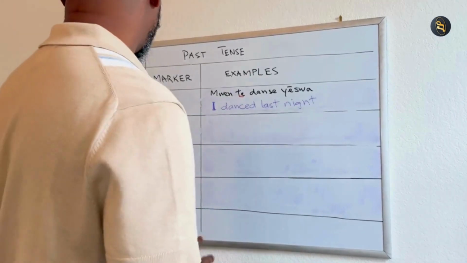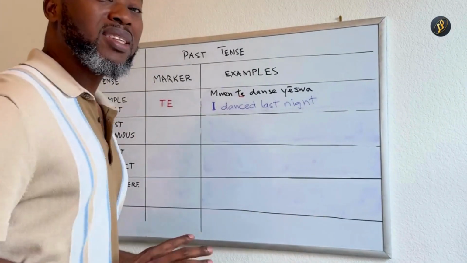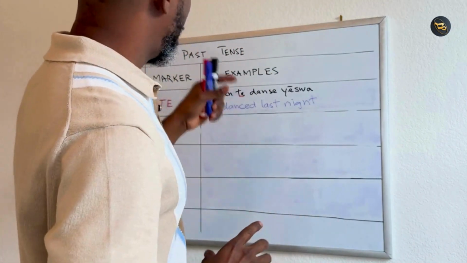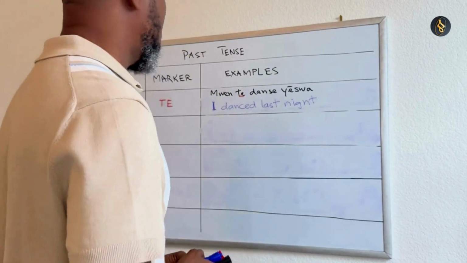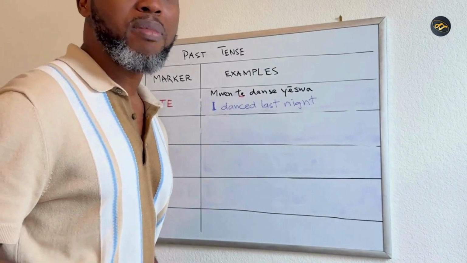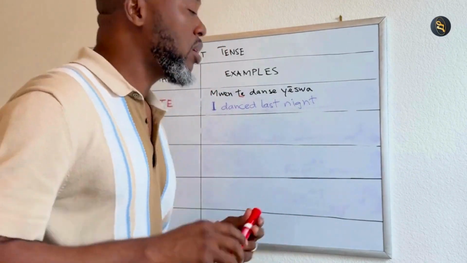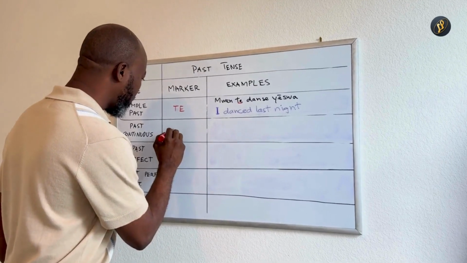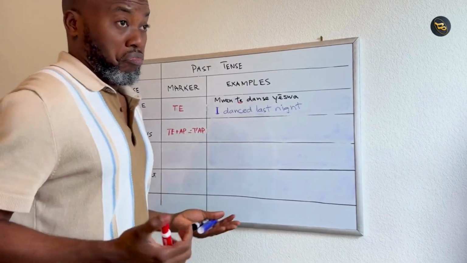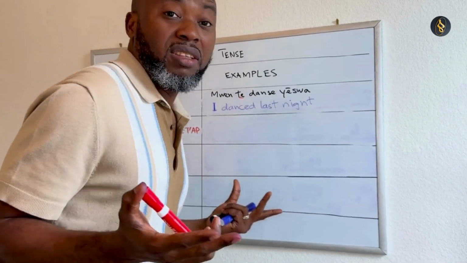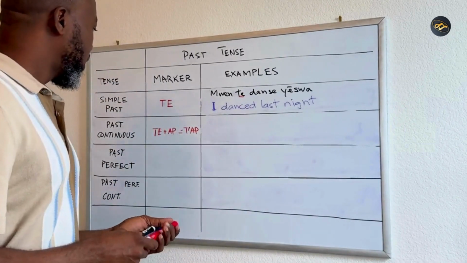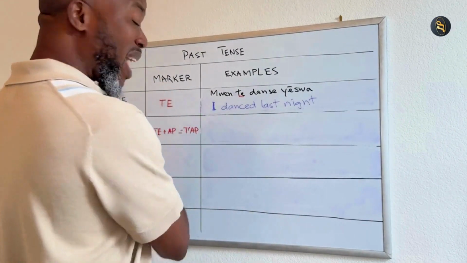Now, let's go to past continuous. For past continuous, if you remember the marker we used in the present tense, it's gonna be the same marker. And we're gonna combine them together. We have te to indicate the past, and we have our marker ap to indicate the continuity. So we're gonna say te ap, which means tap. You can use the apostrophe, you can omit the apostrophe. This is Haitian Creole, simple and easy. Te plus ap means past continuous time.